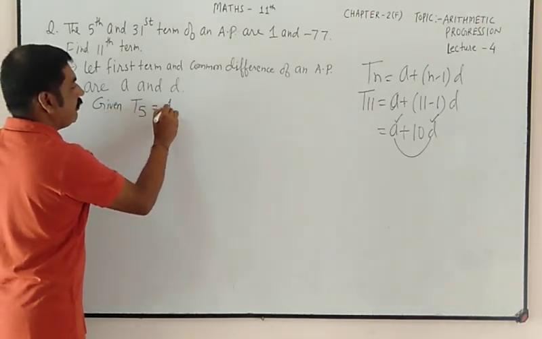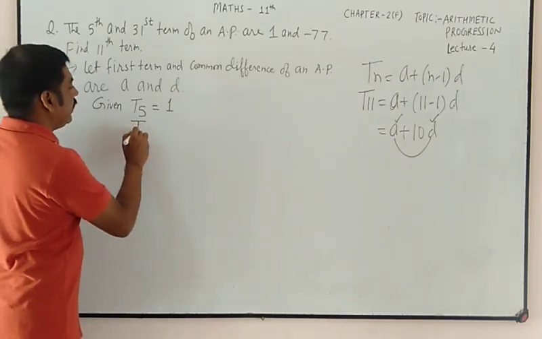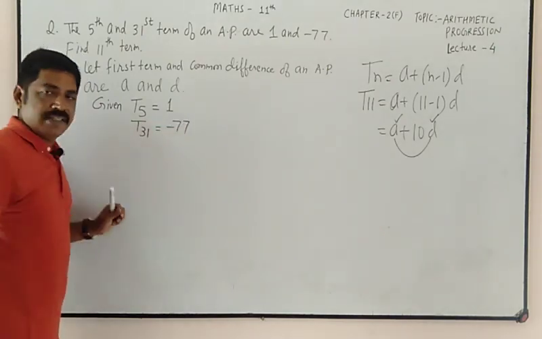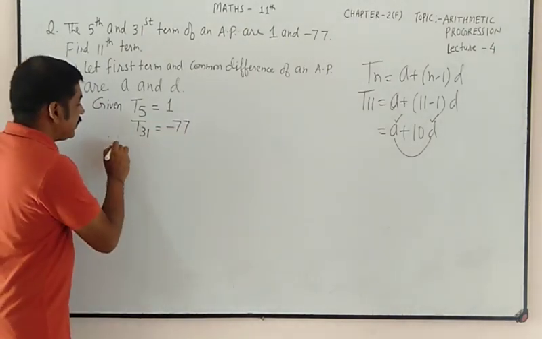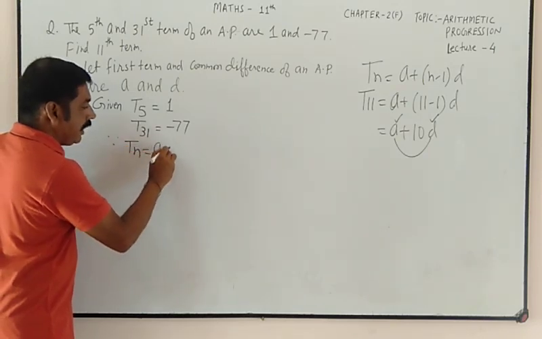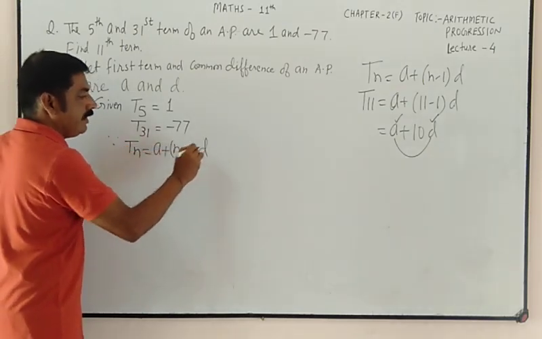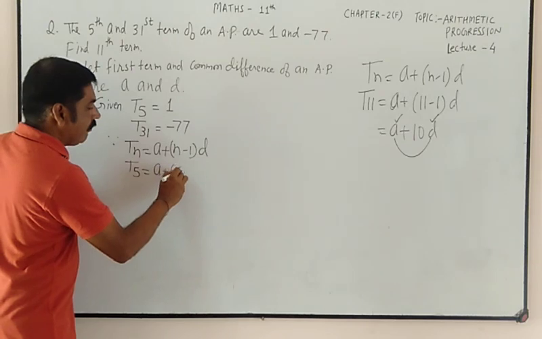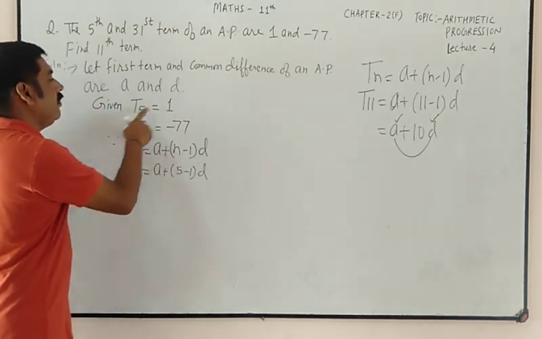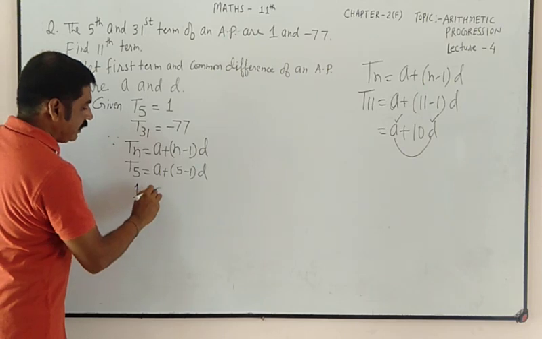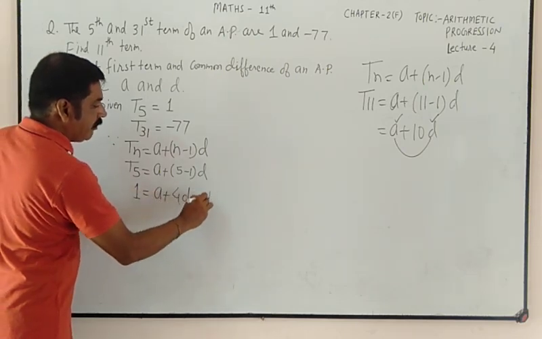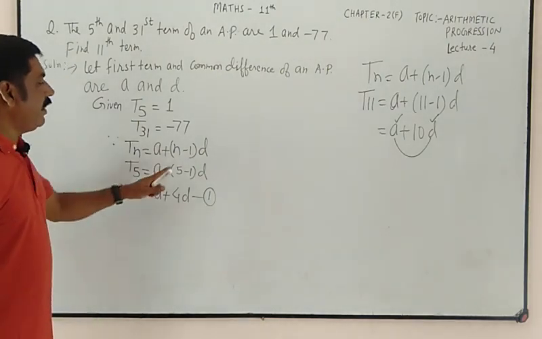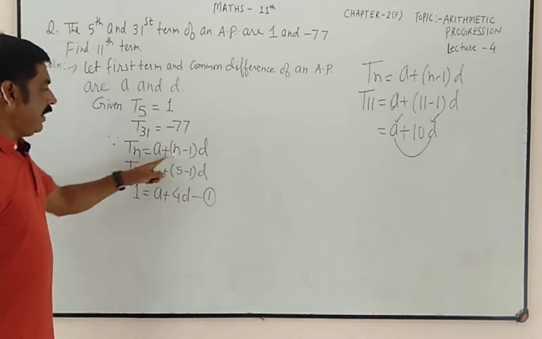T5, fifth term, is T5 is equal to 1 and T31 is -77. Clear? Since we know that Tn is equal to a plus n minus 1 into d, so T5 is equal to a plus 5 minus 1 into d. The value of T5 is 1, so 1 is equal to a plus 4d. So this is equation number 1. Simply we put the value of T5, which is 1, and apply the formula.